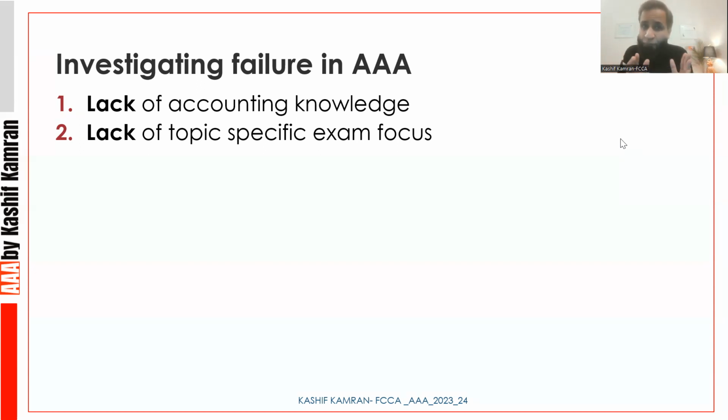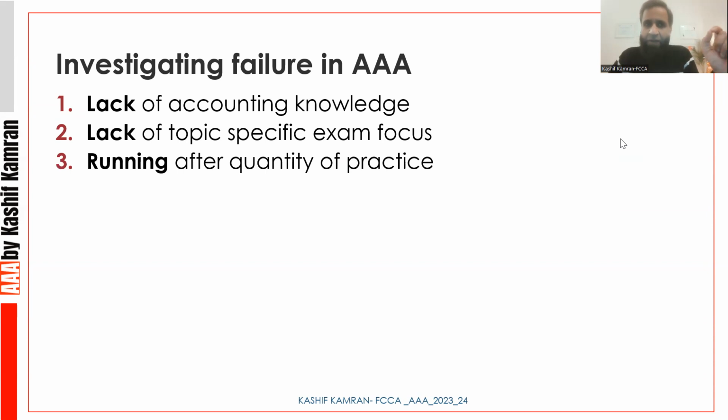So lack of topic specific exam focus, I think this is one area which can easily be overcome through a lot of reading of the technical articles, which is important at the end of the day, because you need to have a technical grasp. Then only you can adapt yourself according to the exam requirement in a given exam situation.